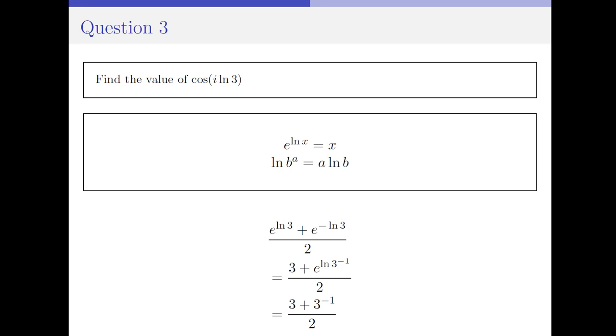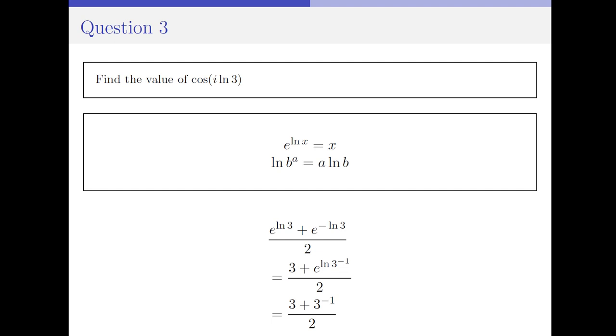So e to the natural log of 3 is just equal to 3. The e and the natural log cancel each other out, and we're left with the 3. Then e to the minus natural log of 3: the minus comes up, so it's going to be a minus 1 when it comes up. Remember, in order to cancel an e and a natural log, they need to be touching, side by side. The minus sign was stopping them from being side by side, so we need to move that. Then we're left with 3 plus 3 to the power of minus 1, because the e and the natural log are right beside each other now, so they can cancel out.